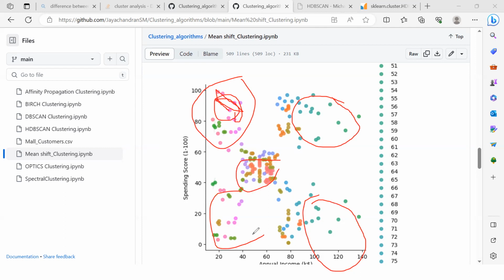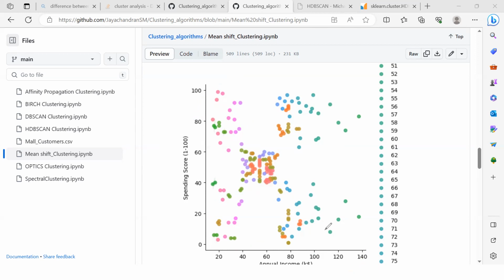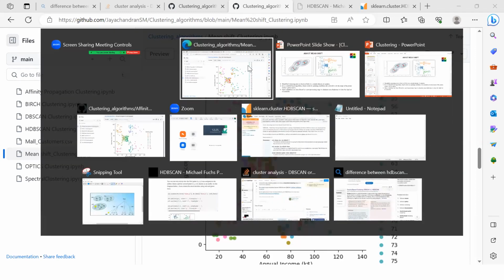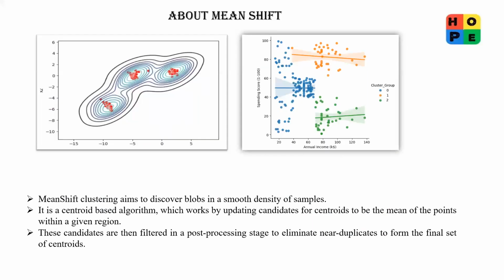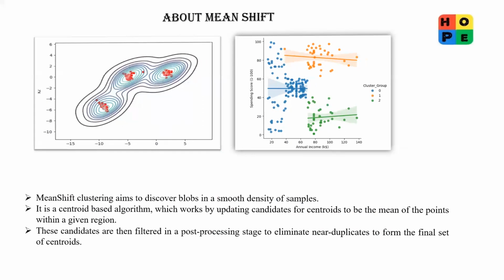Okay, in case you have any questions, feel free to ping me, so that I would be more than happy to assist you and give more examples about this particular code or this particular deck. Now we are going back to our slide. Okay, this is all about the mean shift algorithm.